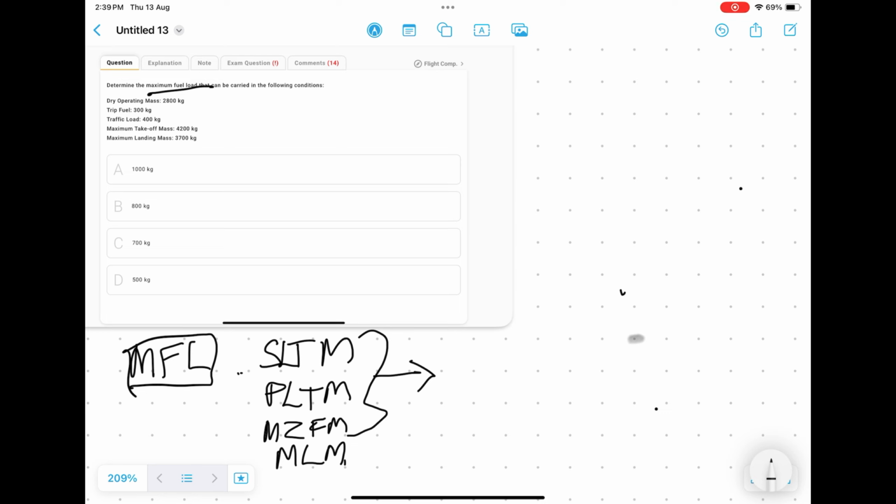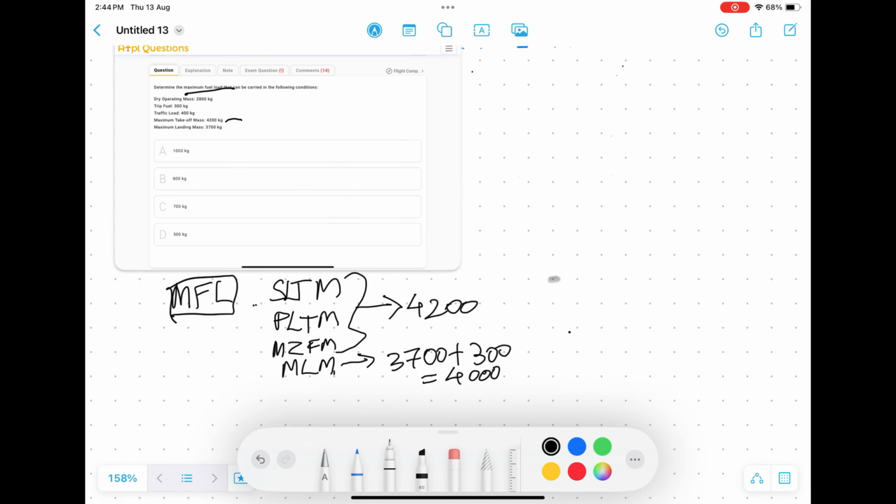Now the lowest of these three values is given in the question, which happens to be 4200 kg. Okay, let's write it down here. And we need to compare it with one more thing, which is the takeoff mass obtained from maximum landing mass. Now maximum landing mass is 3700 plus trip fuel, which equals 4000. So the takeoff mass obtained from maximum landing mass is 4000 kg. Since 4000 is less than 4200, the maximum takeoff mass for us is 4000 kg.